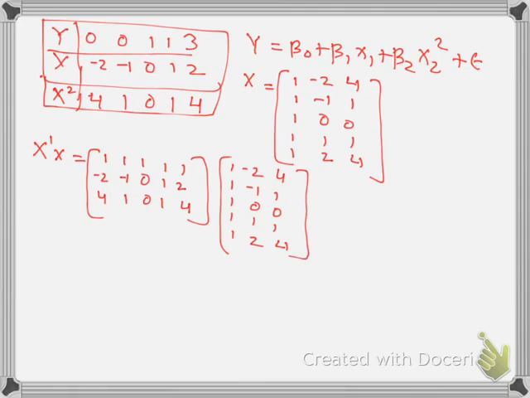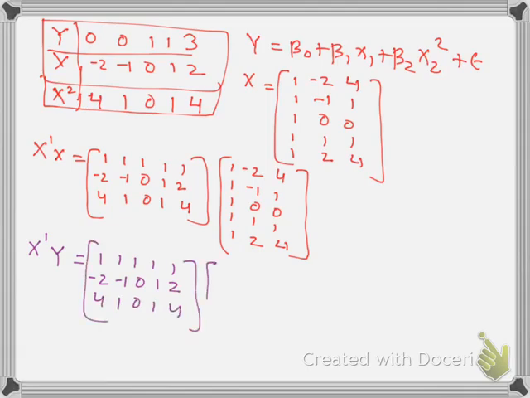Next up, let's calculate x transpose y, and that would be this thing here, 1 1 1 1 1, -2 -1 0 1 2, 4 1 0 1 4, times 0 0 1 1 3, and that turns out to be 5 7 13.